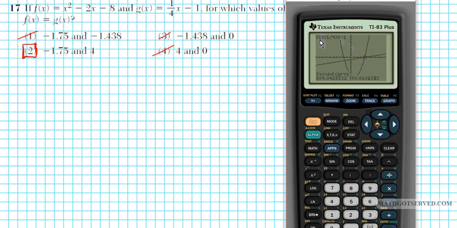Second function, the linear function. Look at this right here, it tells you that is the second function. Press enter, and it says guess. Guess basically requires you to situate the cursor at a point that's close to the intersection point, and then the calculator can determine what that value is. So just move the cursor to any point in the neighborhood of the intersection you desire to compute, and press enter, and it does the rest for you. Negative 1.75. Perfect. So we see that our intersections are x values negative 1.75, and the other one is 4. Answer number 2.